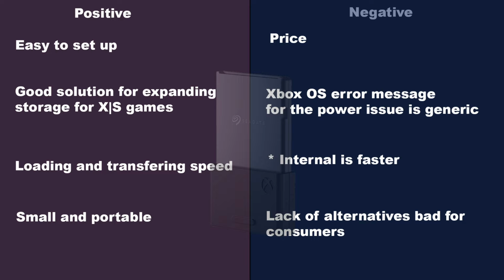Now, I wish that the Xbox OS would manage the error message for the power issue a little better. The message is quite generic. It's not clear what the problem is if you don't do a quick search on Reddit or Google. It leads you to think that the card is maybe defective when it's not the case. Another negative is that the internal is faster, but I put a big asterisk on it. Yes, it's faster when copying to the internal and writing to the storage card versus the opposite. But performance-wise, it doesn't seem to matter. Loading games are at the same speed.